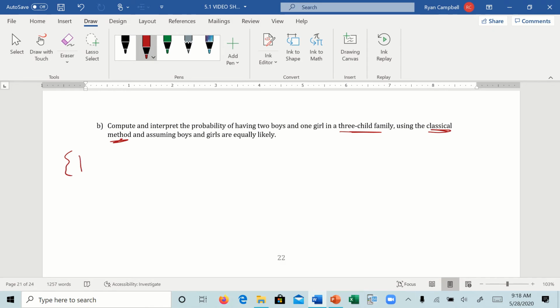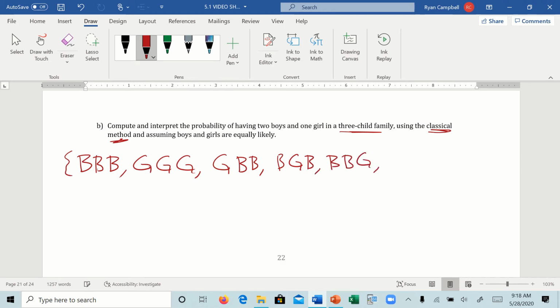So you can have 3 boys, you can have 3 girls. You can have two boys and one girl where the girl is first, the girl is second, and the girl is third. And then you can have two girls and one boy where the boy is first, the boy is second, and the boy is third. And all of these have one way of occurring, so this is all equally likely.